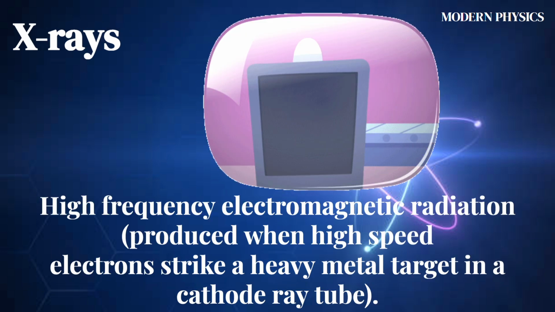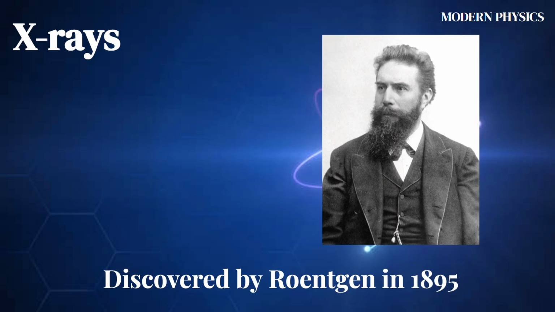X-rays are high-frequency electromagnetic radiation. They are produced when high-speed electrons strike a heavy metal target in a cathode ray tube. X-rays were discovered by Röntgen in 1895.